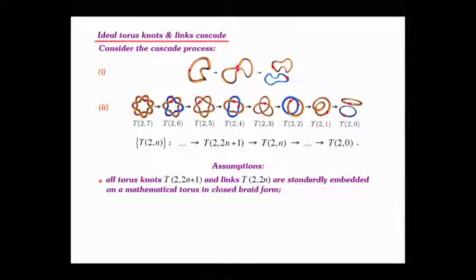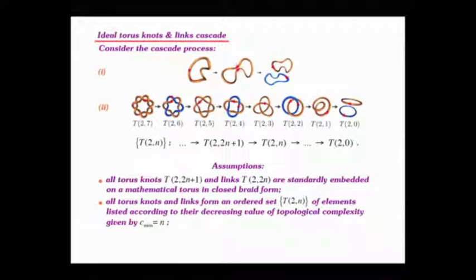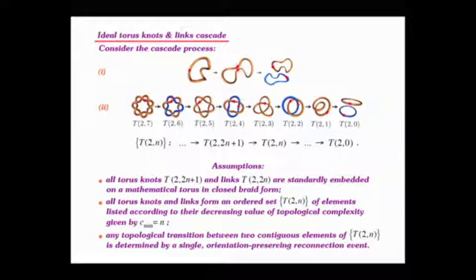So this is the class of torus knots and links I consider, and the assumptions. All torus knots and links are standardly embedded in a mathematical torus. That makes our analysis simpler in closed-braid form. Then I consider all torus knots and links to form an ordered set of elements listed according to the decreasing value of topological complexity. The crossing number is just identifying the topological complexity. And as I said, the topological transition between two contiguous elements is just dictated by a single orientation-preserving reconnection event. I pause for a second.